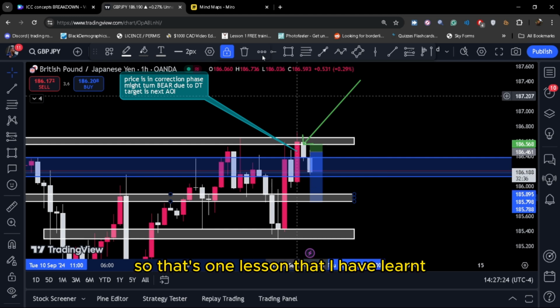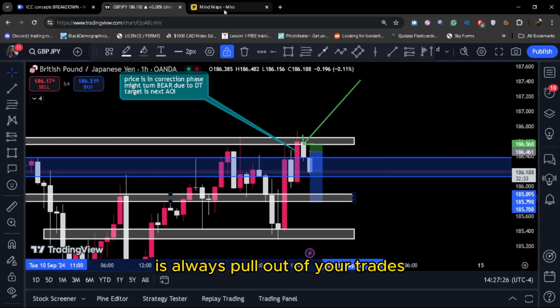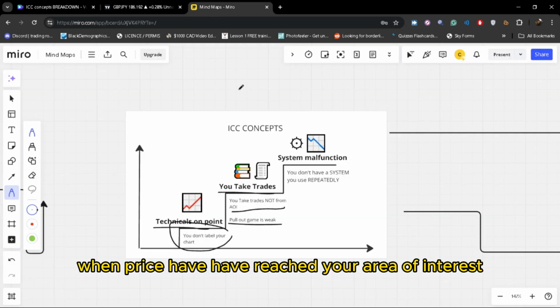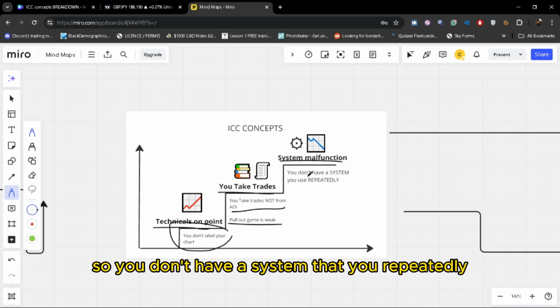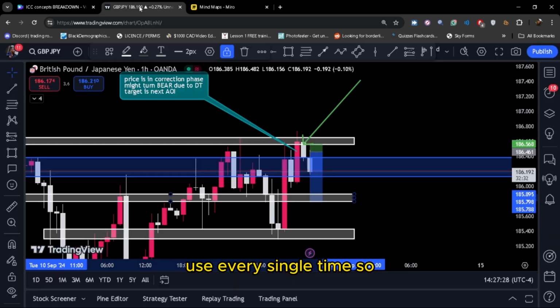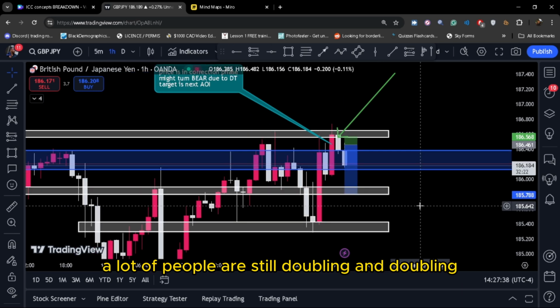So that's one lesson that I have learned, is always pull out of your trades when price has reached your area of interest. And lastly, guys, system malfunction, right? You don't have a system that you repeatedly use every single time. A lot of people are still dabbling and dabbling into different strategies.